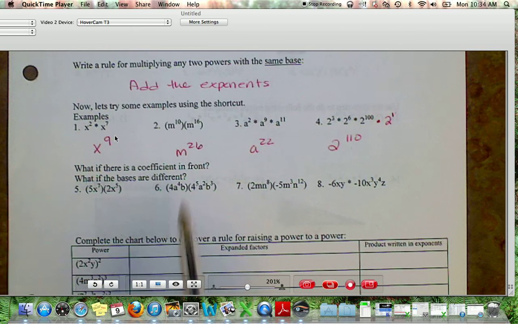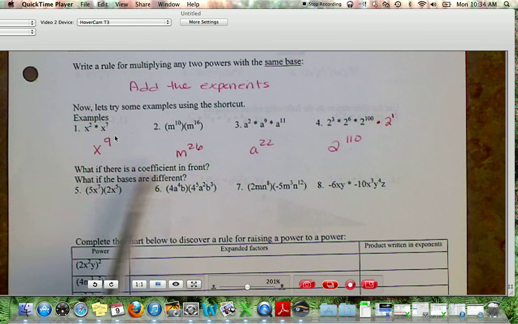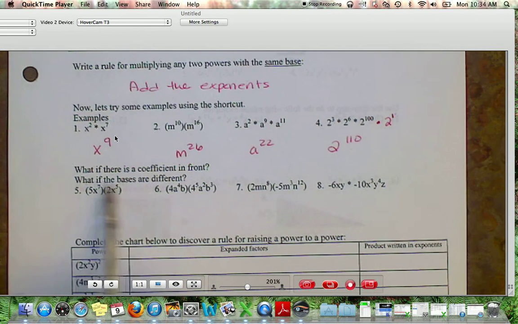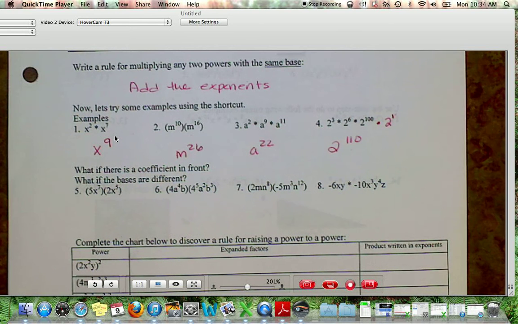Now let's try some examples if there's a coefficient in the front. What if there's a coefficient in the front? Like 5 and 2 and 4 and 4, 2 and -5, -6 and -10. Those are called coefficients. And what if the bases are different? We've got just x's here, but we've got a's and b's here, m's and n's, x's, y's, and z's here. So what do we do there?